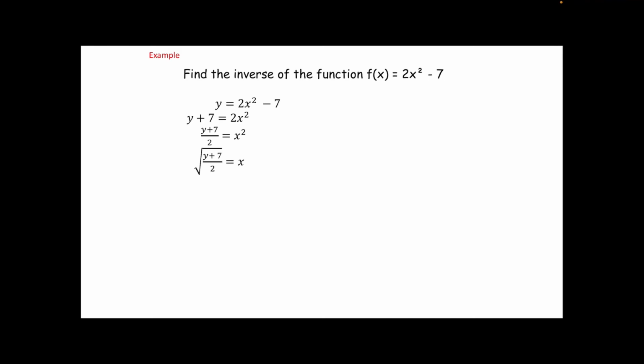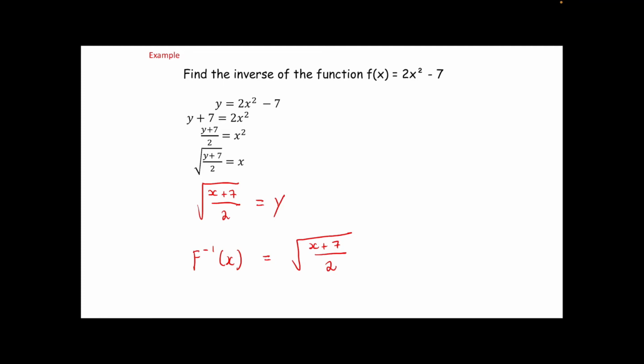From here, we swap our x's with our y's. So this gives us the square root of (x plus 7) over 2 equals y. And now, instead of writing y, we can write our inverse function. So instead of y, we say f to the power of minus 1 x is equal to the square root of (x plus 7) over 2.